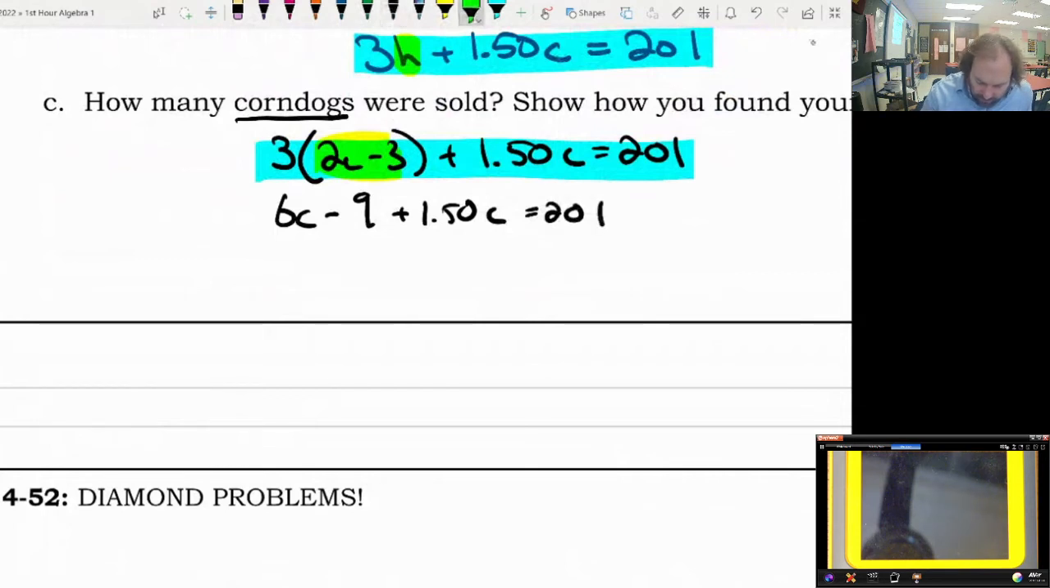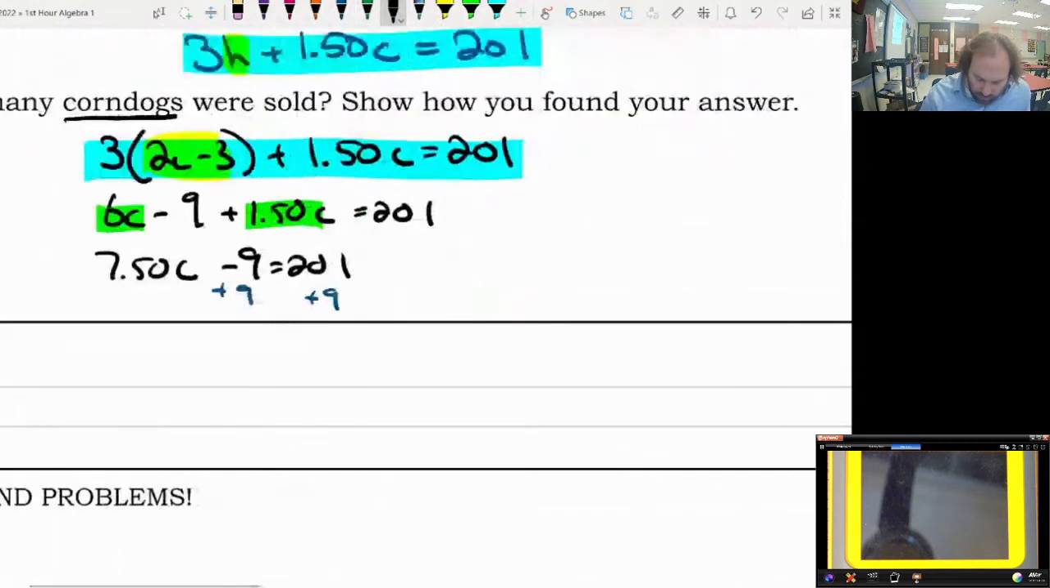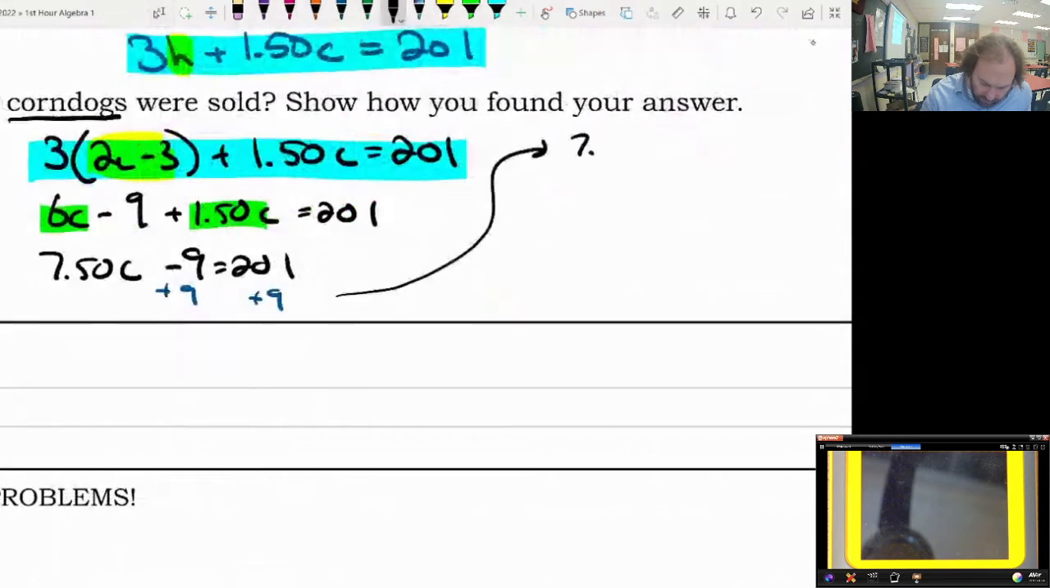Let's combine our like terms together. That's 6 plus 1.5, or 7.50. C minus 9 equals 201. Now we will add the 9 to both sides. And we will get, ran out of room. We'll get 7.50C equals 210. And finally, we will divide by 7.50.